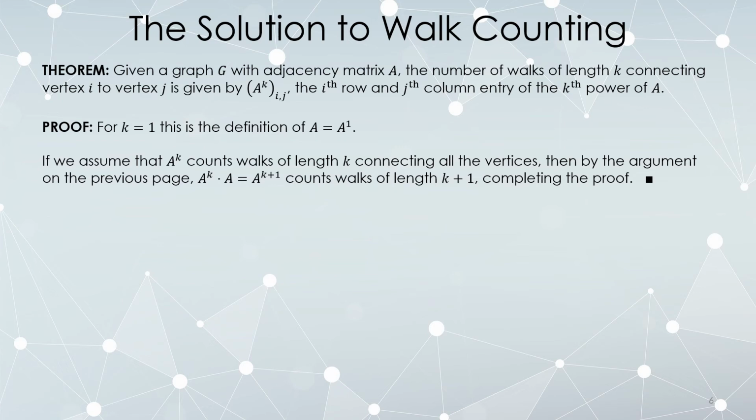But of course, A to the k times A is just A to the k plus 1. Therefore, having assumed that the matrix A to the k counts walks of length k, we derive that A to the k plus 1 counts walks of length k plus 1. That's really all there is to the proof. So powers of the adjacency matrix exactly tell us how many walks of a given length start at one vertex and end at another.